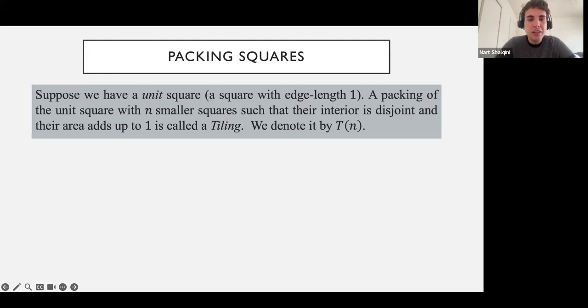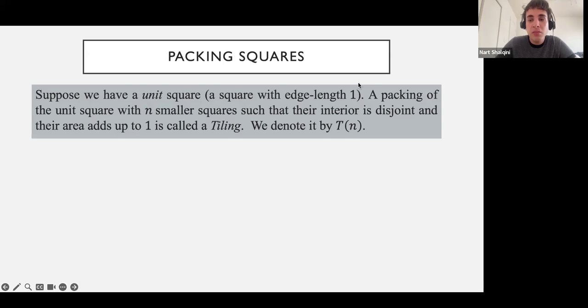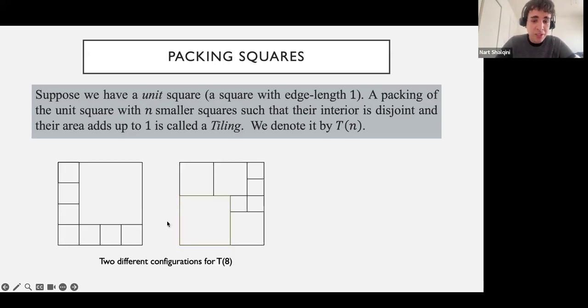So I'm going to define what the tiling of a unit square is. Suppose that we have a unit square, which is a square with edge length 1. A packing of a unit square with n smaller squares, such that their interiors are disjoint and their areas add up to 1, is called a tiling. In this case, we denote a particular tiling with n small squares as T of n. For a given n, you might have different looking tilings.